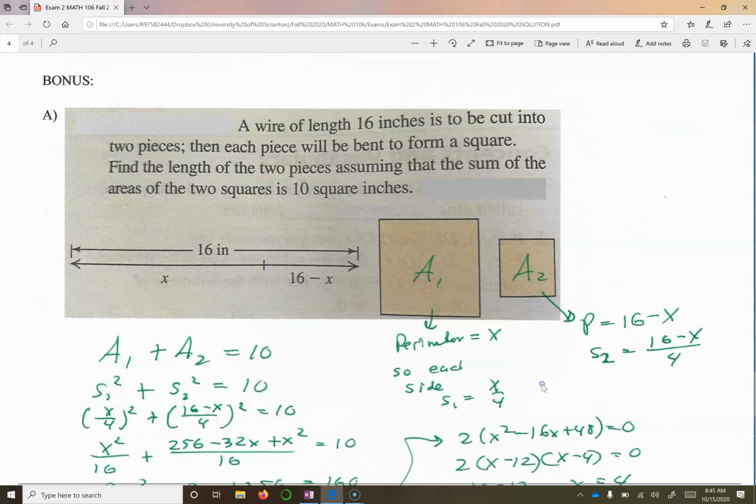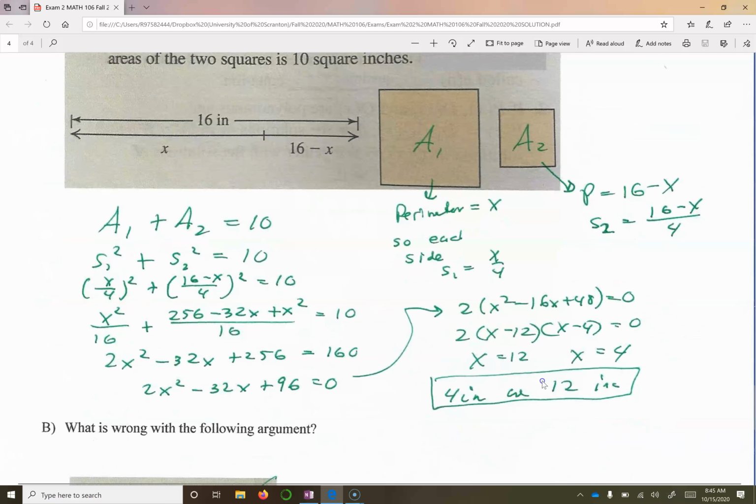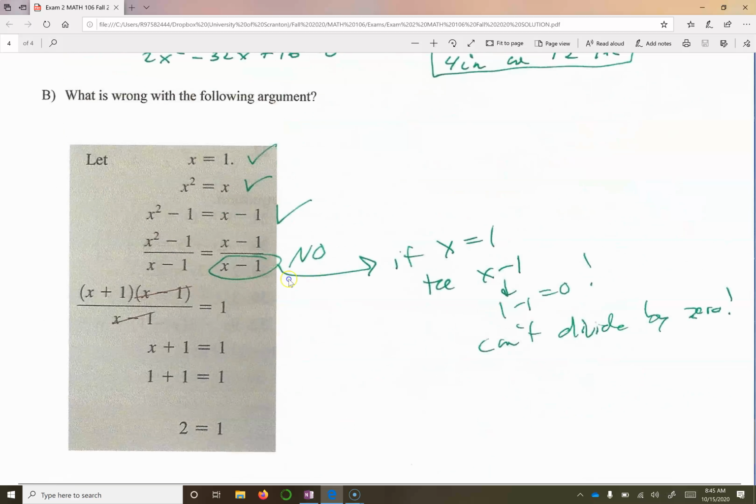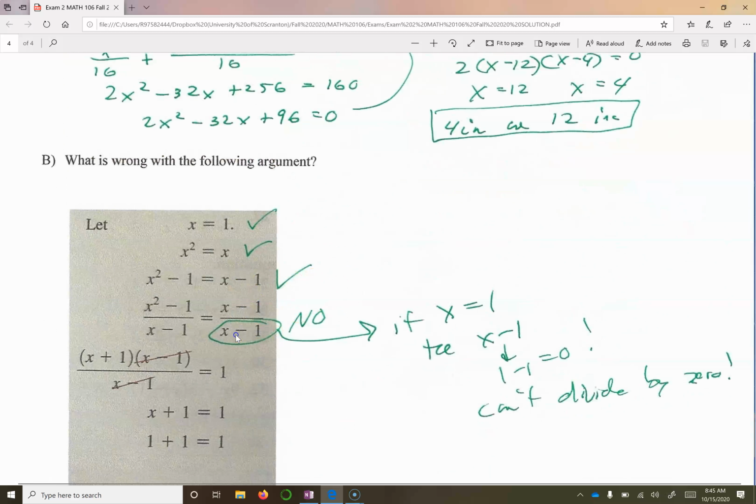Okay. And then no one really got the bonuses. The first one, if you gave me some sort of effort, I might have given you a point or two. But yeah, that's there. Don't worry really about this one, just to see if anyone caught it. Since we were saying x was equal to 1, this term x minus 1 is really 1 minus 1 or 0, so you can't divide by 0. So essentially that was the flaw in the argument here.